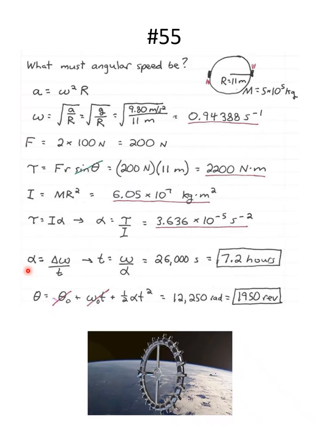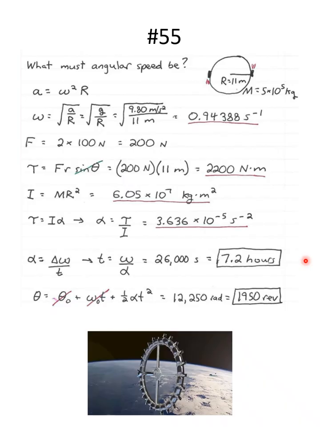So if alpha is change in omega over time, then time is change in omega over alpha, but it started from rest, so I'm just calling that change in omega, the final omega. And we plug in, we have final omega was 0.94388 radians per second. We have the acceleration that we solved for in the previous line, 3.636 times 10 to the negative 5 radians per second squared. And so we get 26,000 seconds, or about 7.2 hours. So we need to fire those rockets for 7.2 hours.